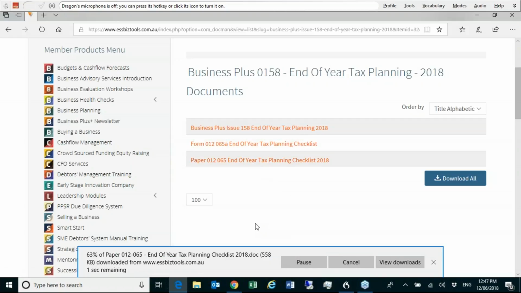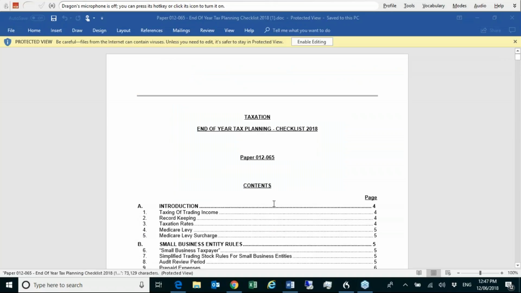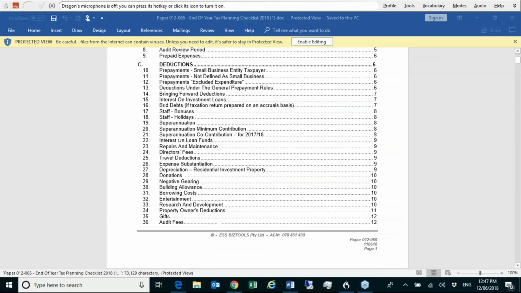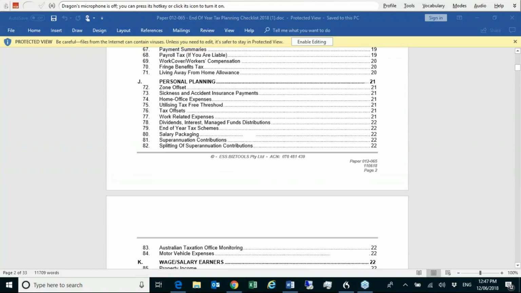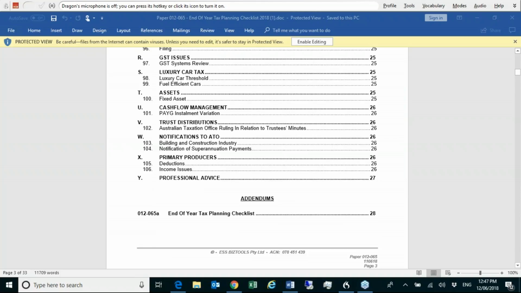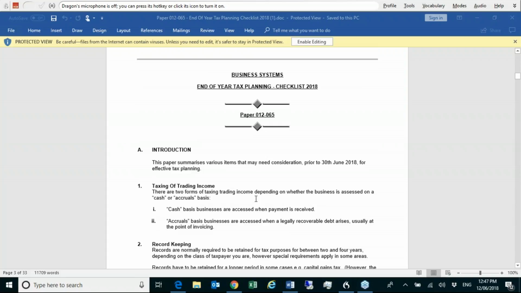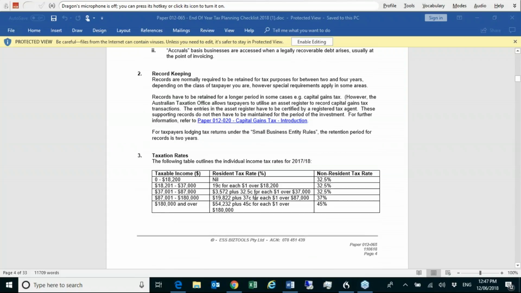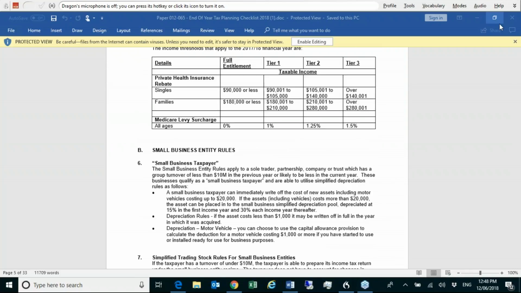There's also an update of the paper, which we call End of Year Tax Planning Checklist. We update this every year, the name of that paper. So now it's 2018. And there's a full paper with some more explanation as to some of the items that are mentioned in the Business Plus article. These comments are basically directed at taxation as it affects SMEs.